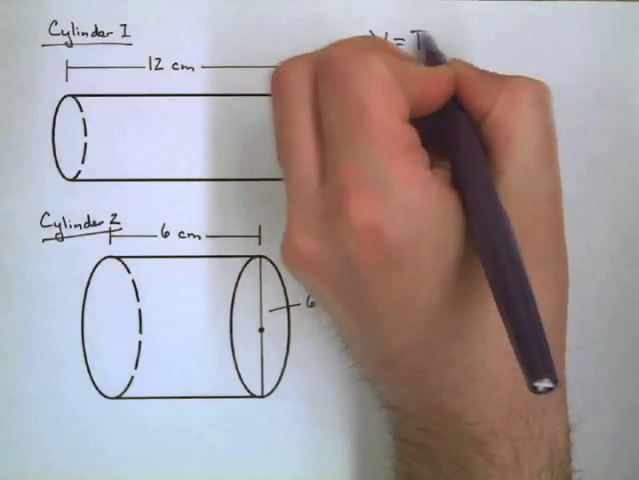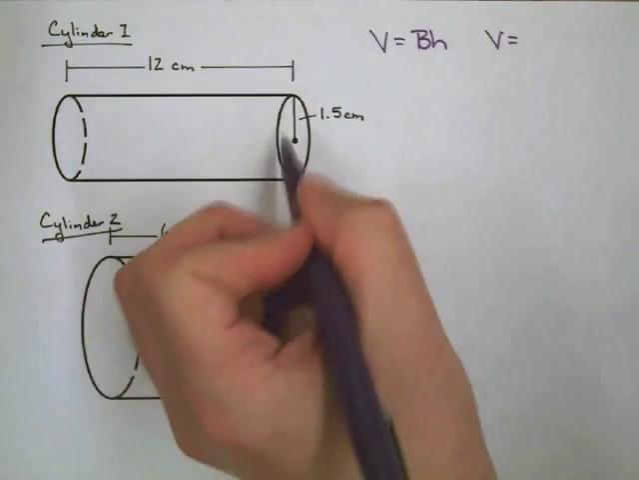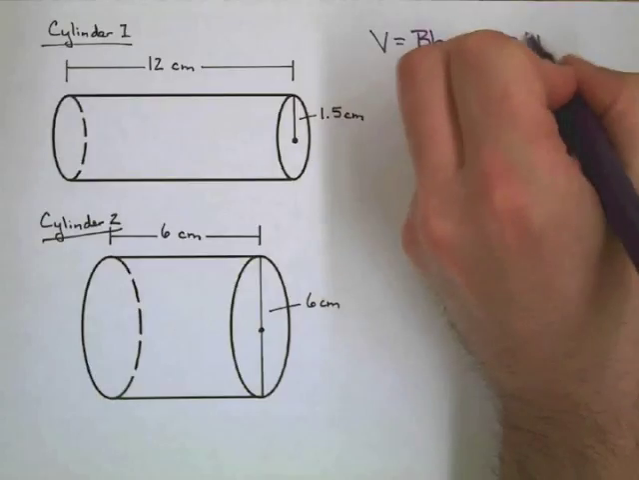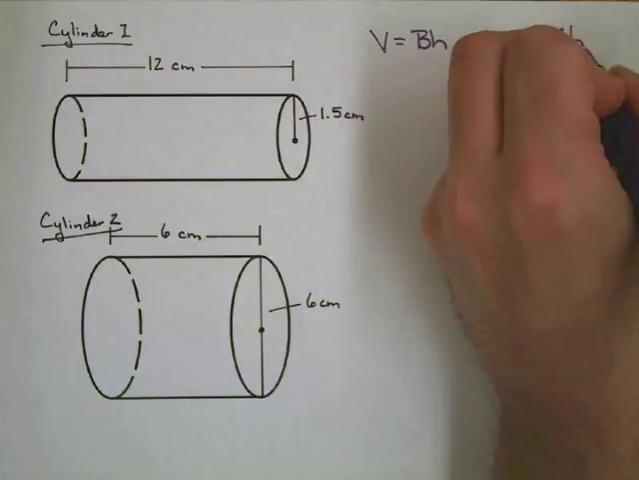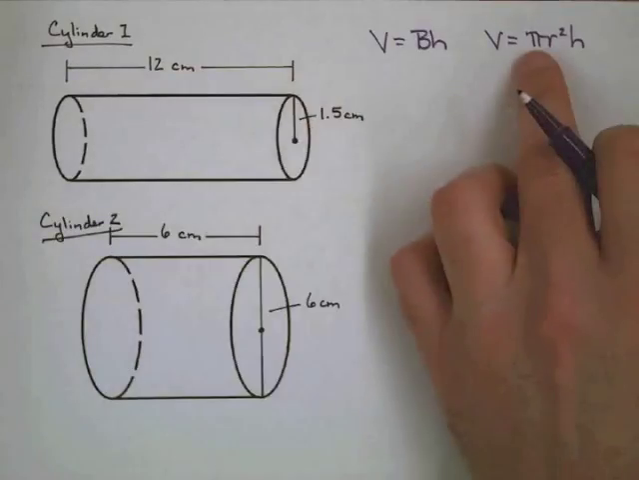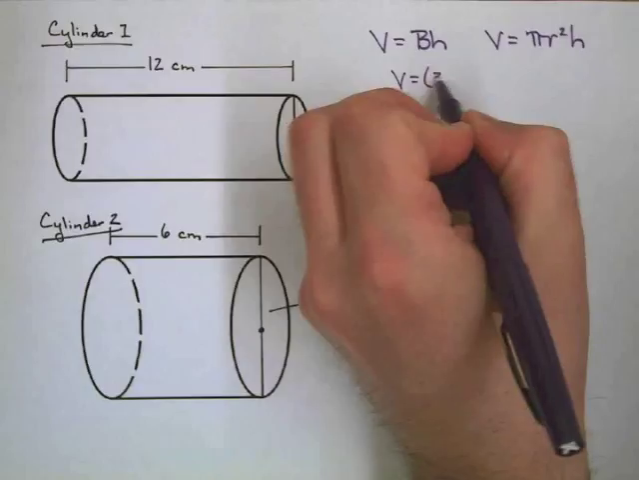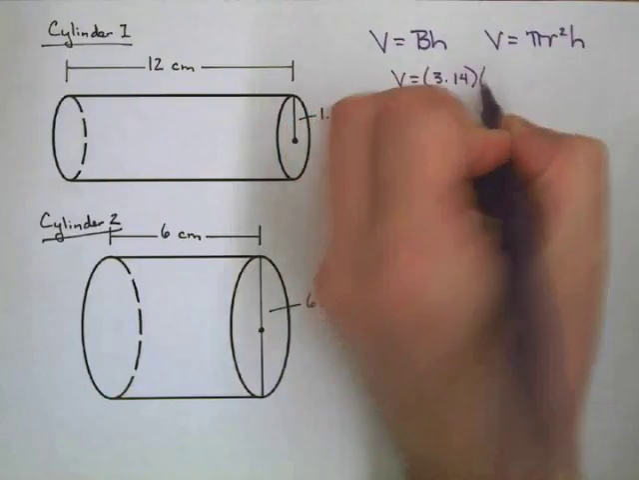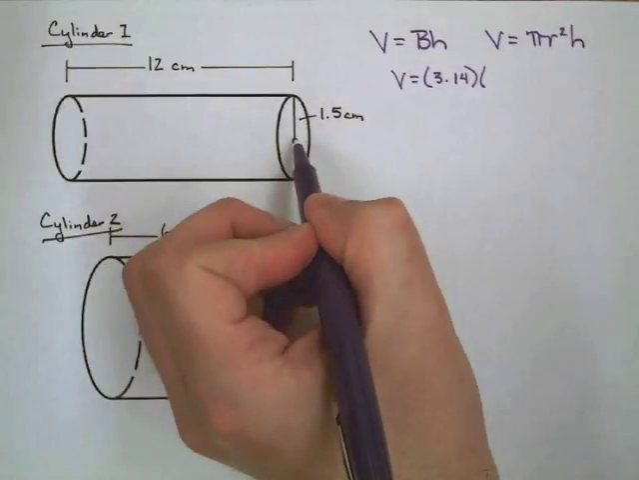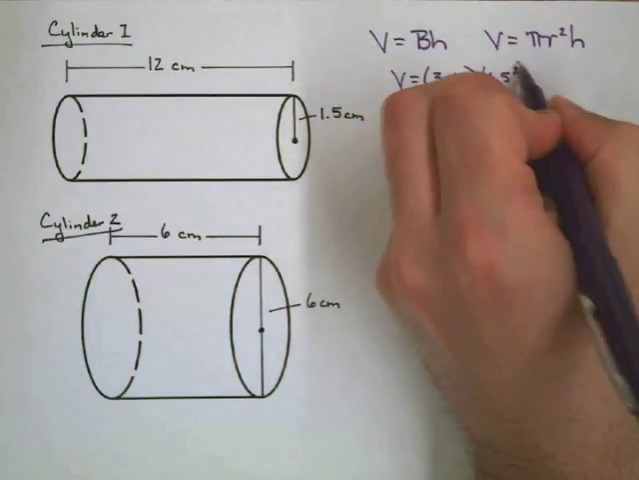Volume for a cylinder, base times the height, and where the base is the area of that circle, so pi times the radius squared, all times the height. So I'm going to use this information here and put in for this information over here. So volume, I'm going to use 3.14 for pi. The radius in this case, well, I see radius there is 1.5, all squared.